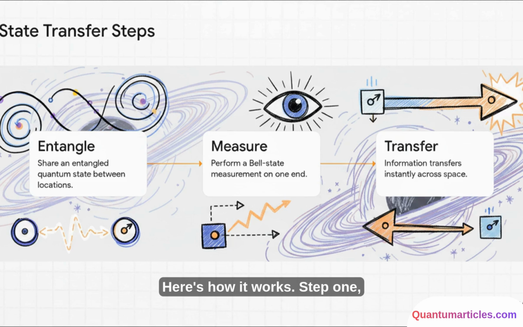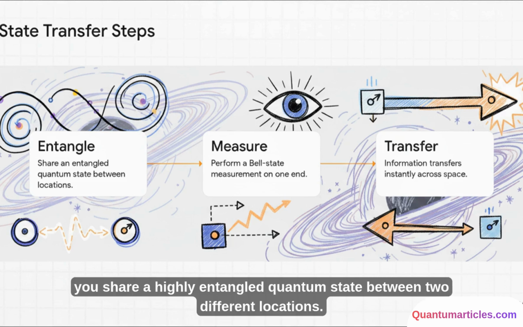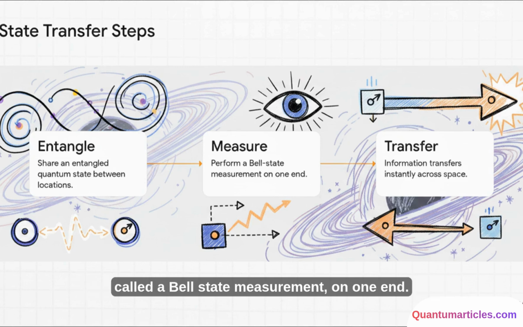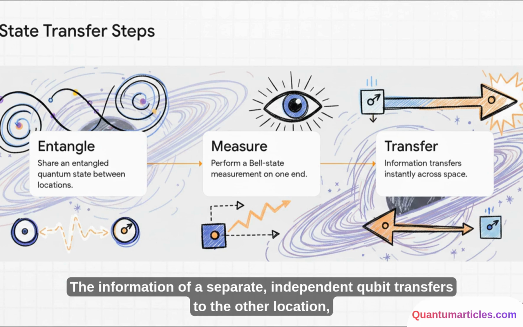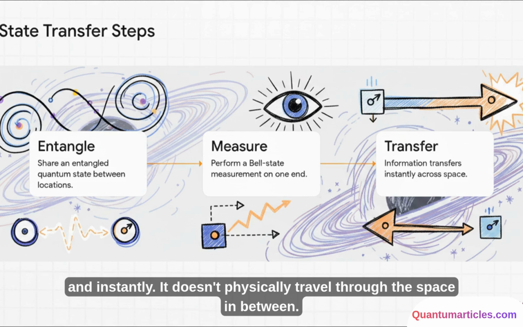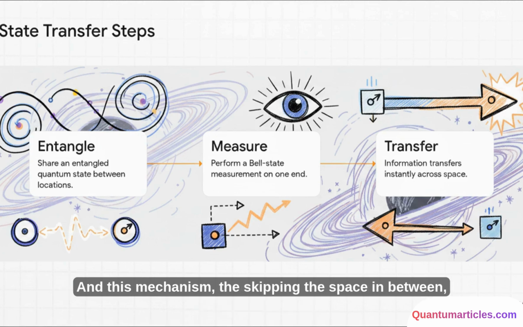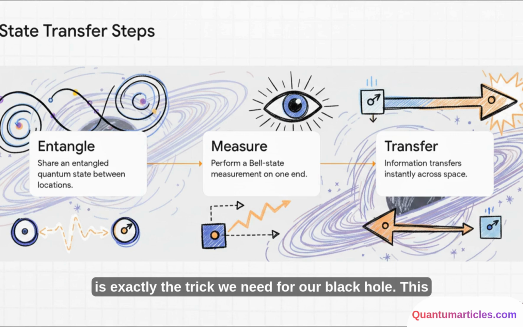Here's how it works. Step 1, you share a highly entangled quantum state between two different locations. Step 2, you perform a specific type of joint observation, called a Bell state measurement, on one end. And Step 3 is where the magic happens. The information of a separate independent qubit transfers to the other location instantly. It doesn't physically travel through the space in between. It's a total state transfer driven completely by entanglement and measurement. And this mechanism, skipping the space in between, is exactly the trick we need for our black hole.